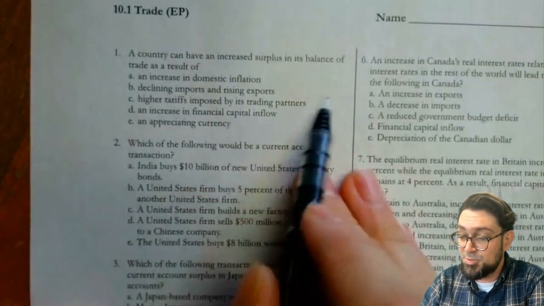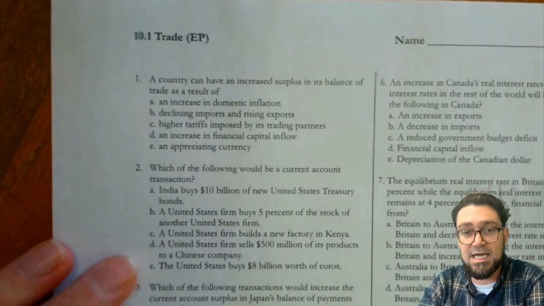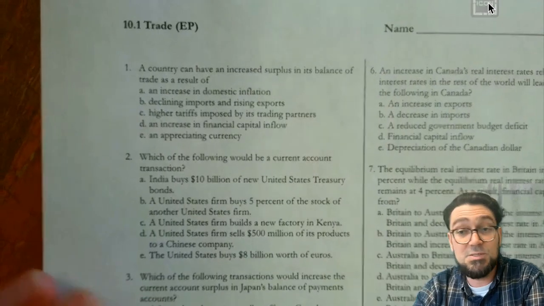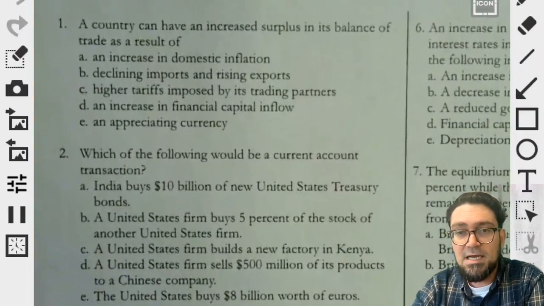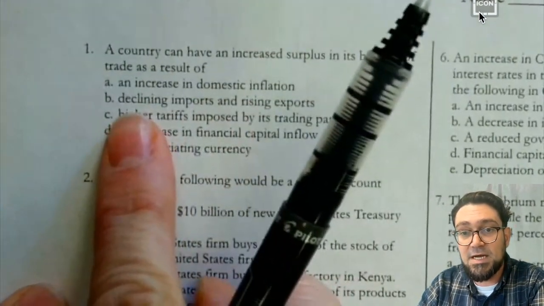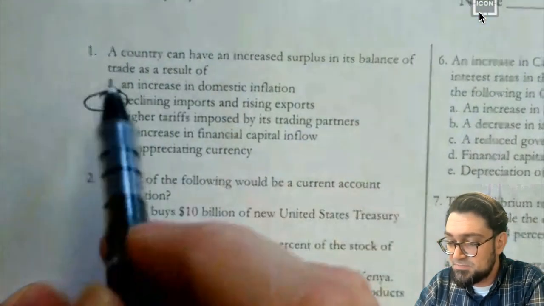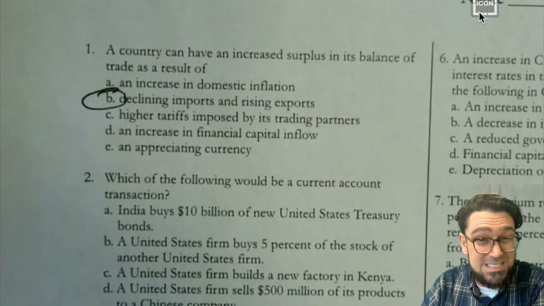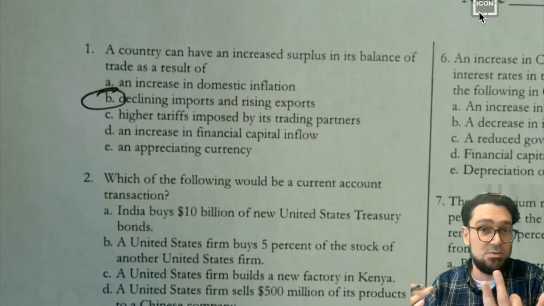Let's take a look at these multiple choice that'll appear on your quiz. Number one, a country can have an increased surplus in the balance of trade. So this is really just saying that they have a trade surplus. And what would lead to a trade surplus is declining imports and rising exports, right? So this is not the same. Balance of trade is not the same as balance of payments. Balance of trade just means trade surplus, trade deficit.